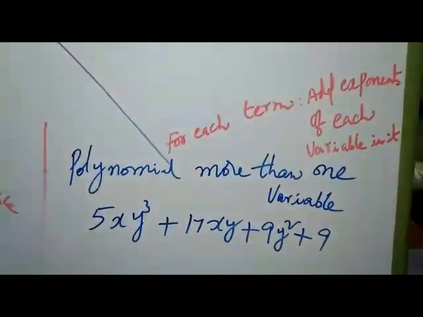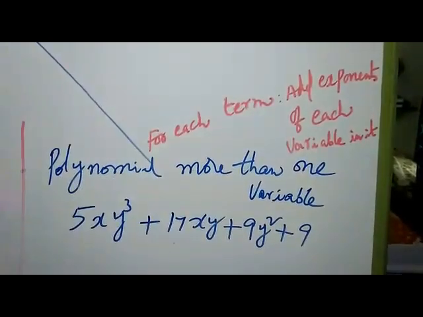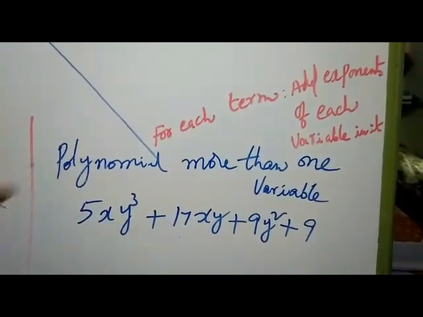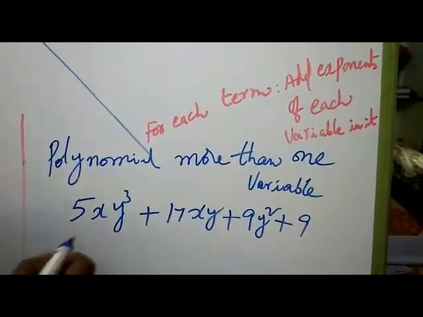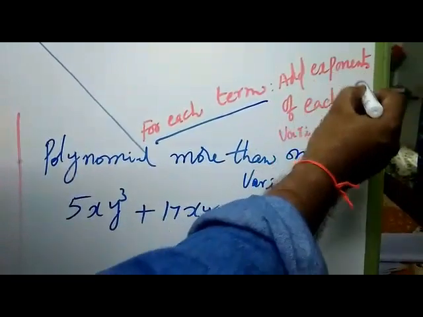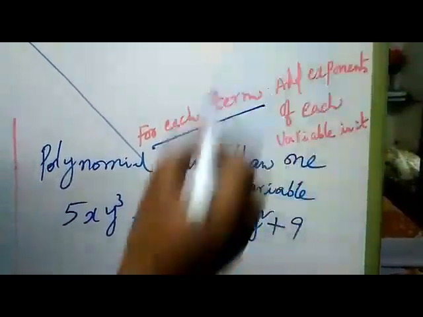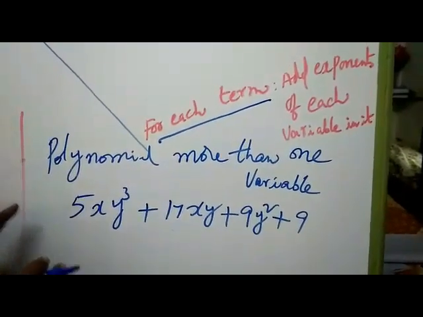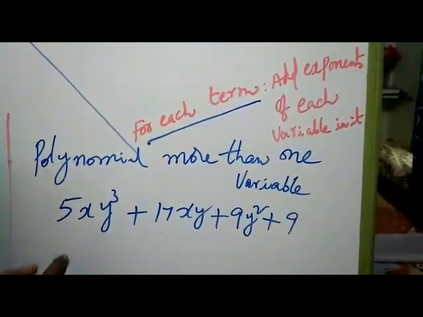Polynomial in more than one variable. How to find the degree? So carefully listen. Here we have to check each term. Add the exponents of each variable. First of all, I am writing the exponents.